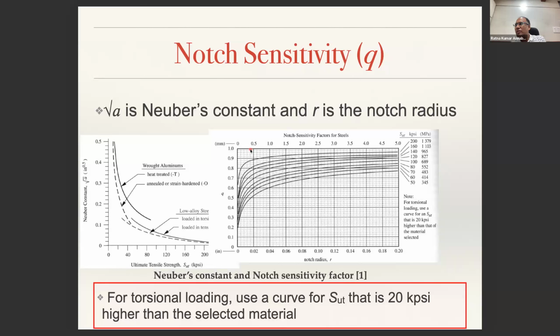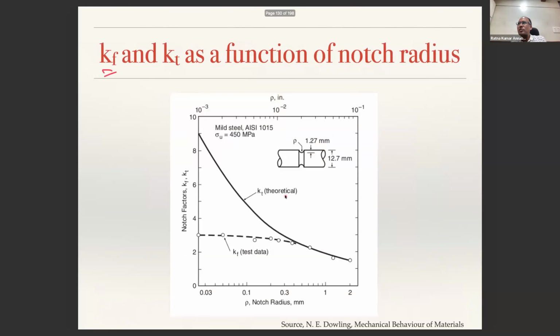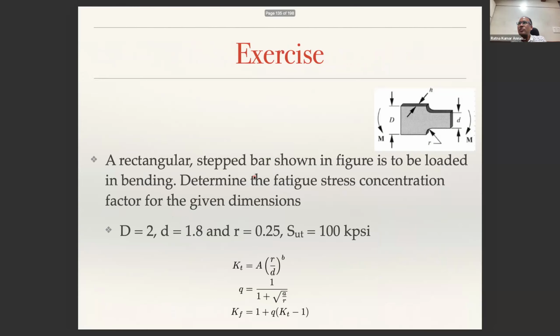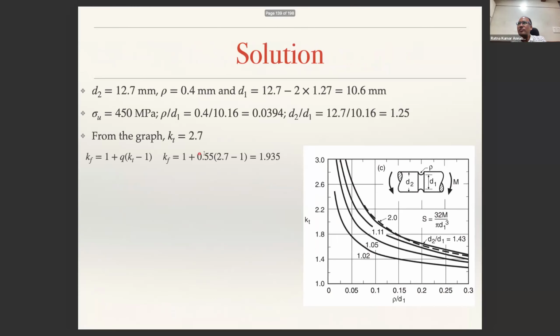And 450 MPa. 450 means somewhere between the second and third line from the bottom, because these lines are 345 MPa, 414 MPa, 480 MPa. So 0.4 between the second and third, somewhere here. That is why it is 0.55. You can look at that, and from there you calculate it to be 0.55.